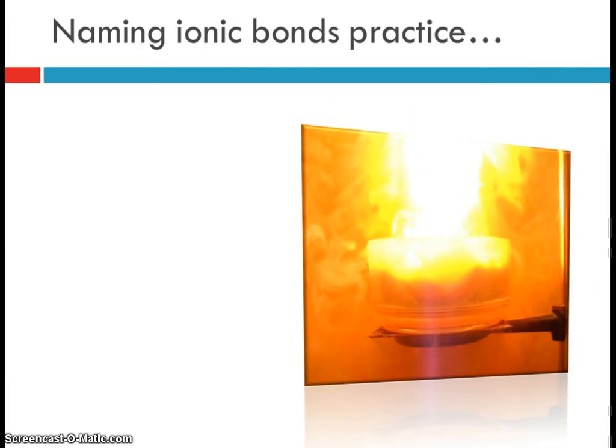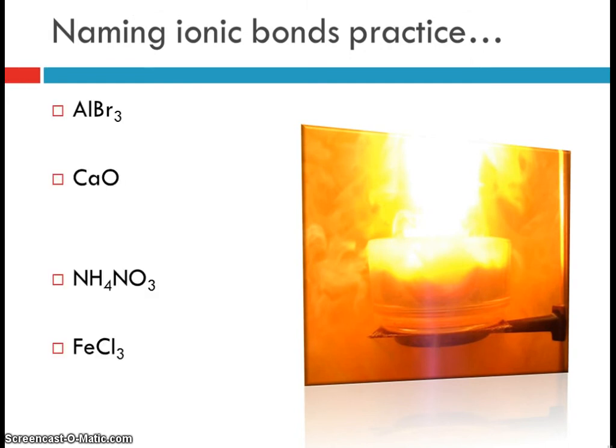So now let's do some practice naming ionic bonds. The first example, AlBr3. The Al is aluminum, Br is bromine, but you drop the ending and put IDE, so it becomes aluminum bromide. CaO. Ca is calcium, O is oxygen, but you drop the ending and put IDE, so it becomes calcium oxide.